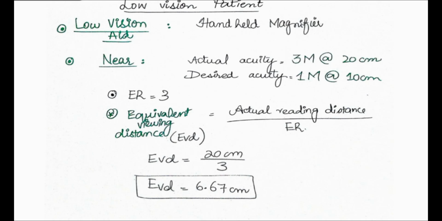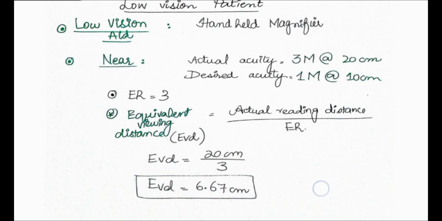So for the actual reading distance, you got from the patient's near acuity measurement that he responded at 20 centimeters to the 3M notation. You just note that distance, which is 20 centimeters, divided by the enlargement ratio, which is 3. So you get the equivalent viewing distance, which is 6.67 centimeters. This is the equivalent viewing distance at which a normal patient can read.